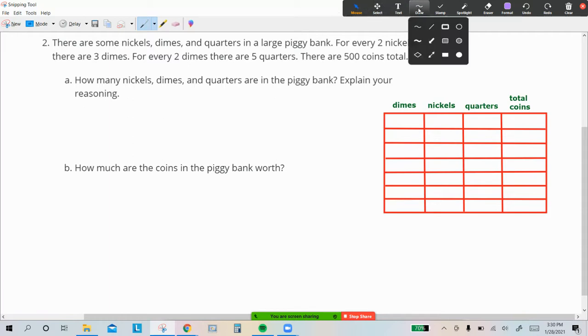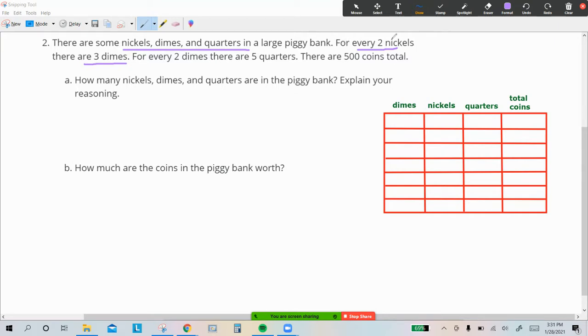Explain your reasoning. All right, there's a lot going on. There's some nickels, dimes, and quarters in a piggy bank. For every 2 nickels, there are 3 dimes. I drew this table already to help us out. If you're following along, you can pause the video and draw this table. It's going to be very helpful using a table to solve this problem.